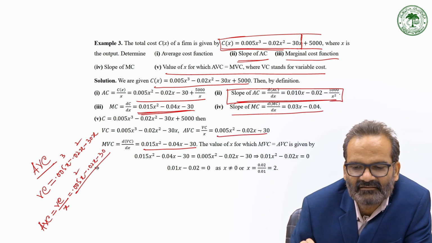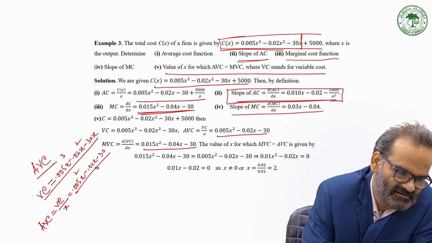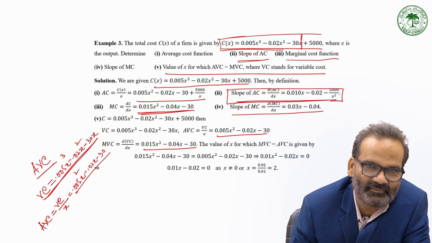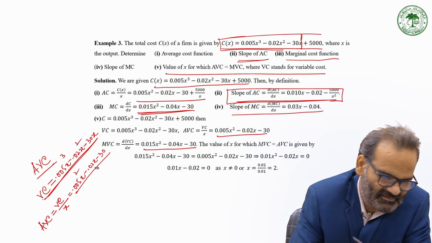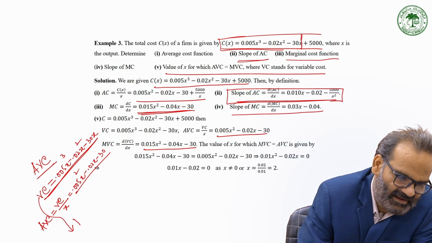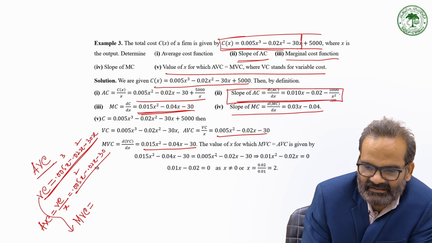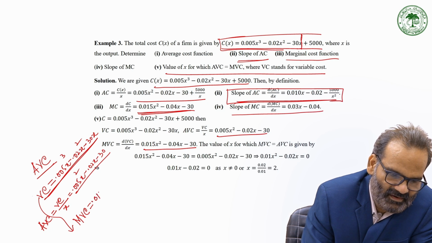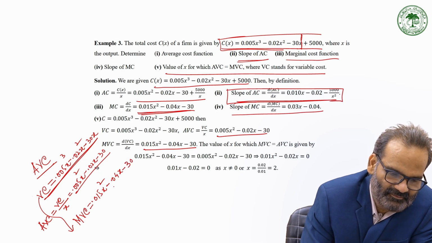Similarly, we will calculate the marginal variable cost. So this is our variable cost. How can we calculate its marginal variable cost? You know marginal means simply find its derivative. So if we calculate the derivative of this, we will get the marginal variable cost. So its derivative is what? Find its derivative. You will get 0.015 x square minus 0.04 x minus 30, right?